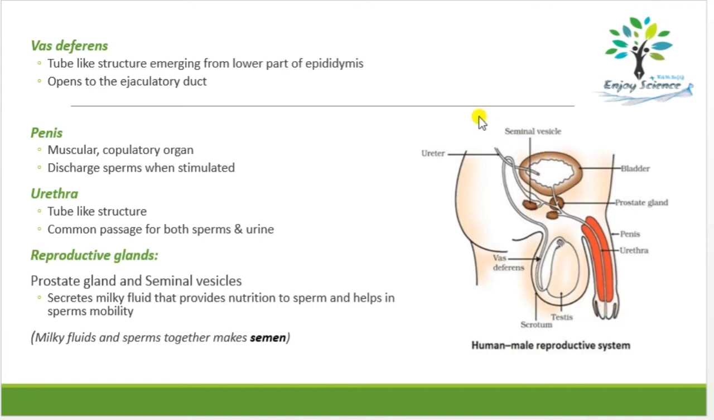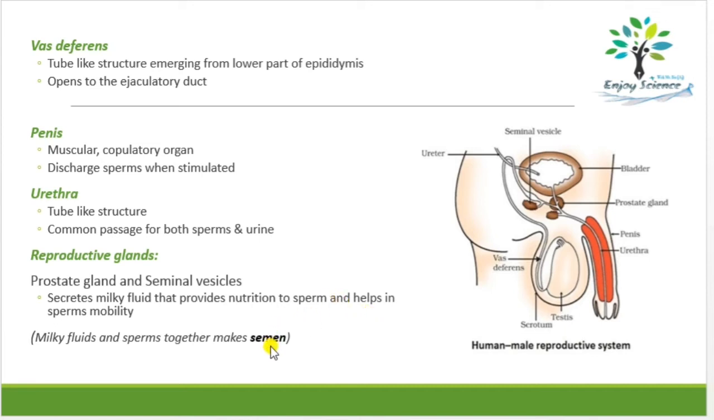The final structures of the human male reproductive system are the reproductive glands. There are two reproductive glands: the prostate gland, which you can see here, and the seminal vesicles. The prostate gland and seminal vesicles together secrete a milky watery fluid which provides nutrition to sperm and also helps in sperm mobility. Sperm mobility means it helps the sperm to move. So these are the various organs involved in the male reproductive system.